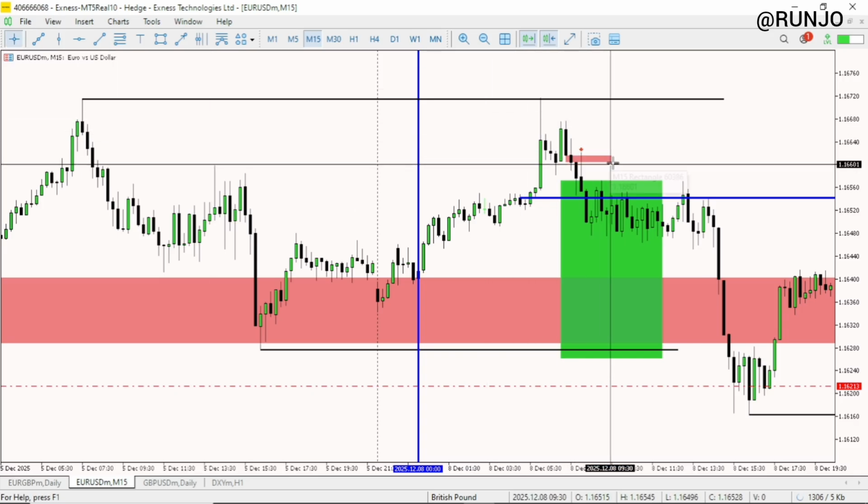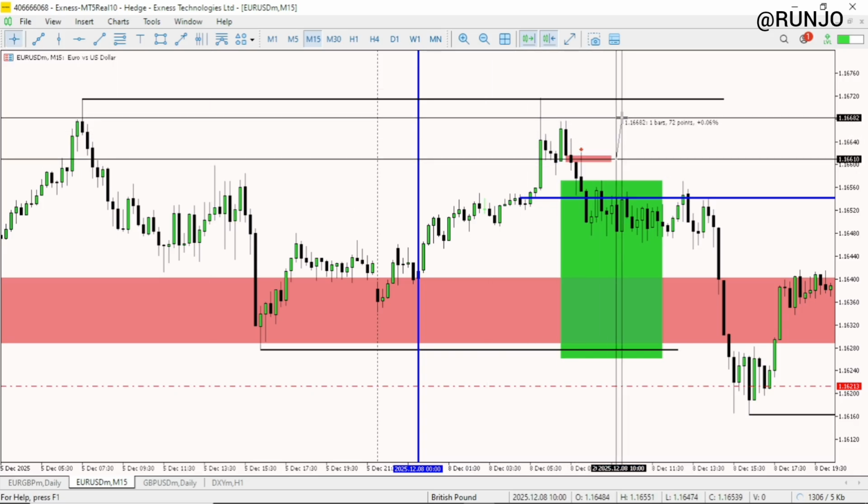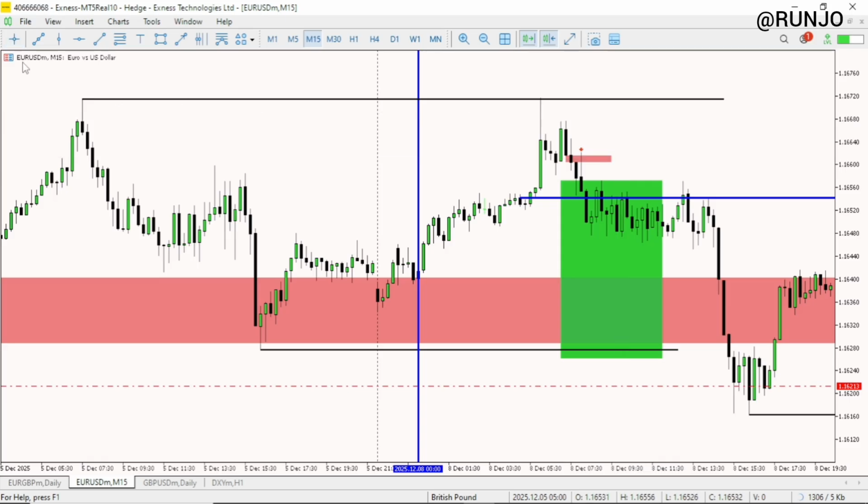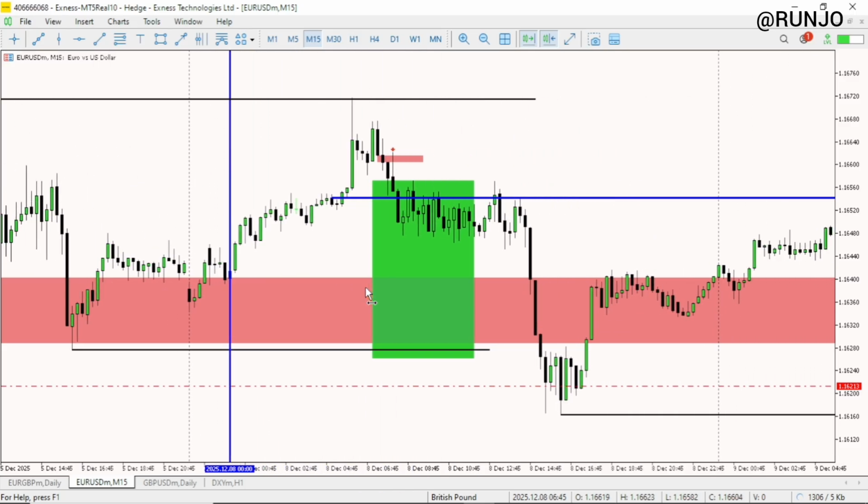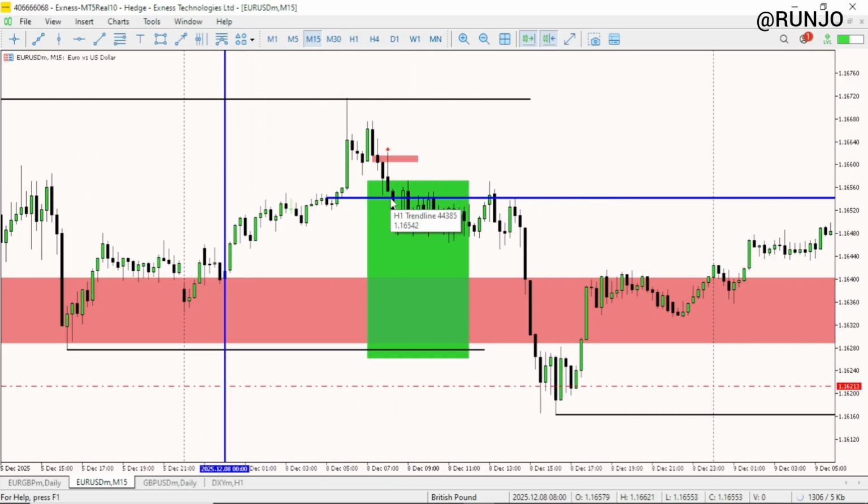On this trade, I was risking something like 8 pips, and I targeted something like 30 pips, around below this level. So that's what I had on Monday, and that's what I was looking out for.